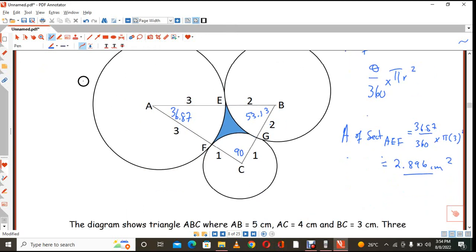Another sector, the area of this one here will be the area of sector CBE. Well, that is CBE, 53.13 over 360 times pi, and what is the radius? The radius is 2 squared. Okay, so ultimately this is also going to give us another answer.